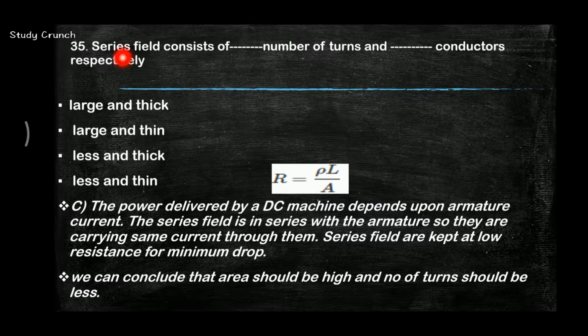Next, series field consists of less number of turns and thick conductors respectively. Again by the same formula, R is equal to rho L by A. The power delivered by a DC machine depends upon the armature current, and the series field is in series with the armature so that they carry the same current through them. So series fields are kept at low resistance for minimum drop.